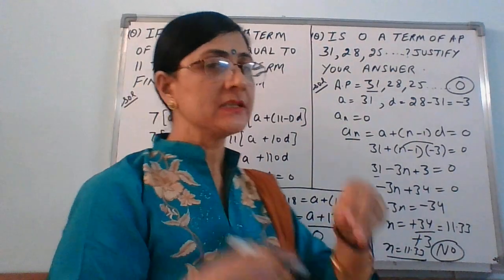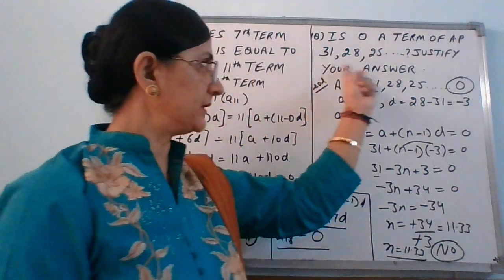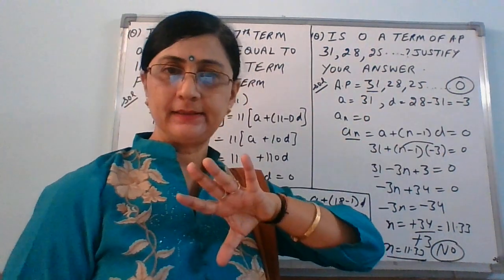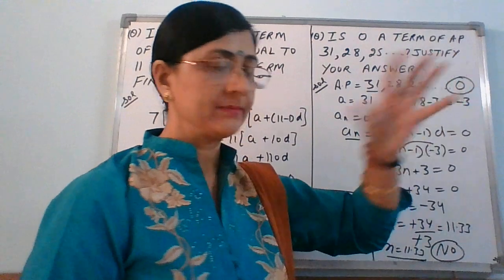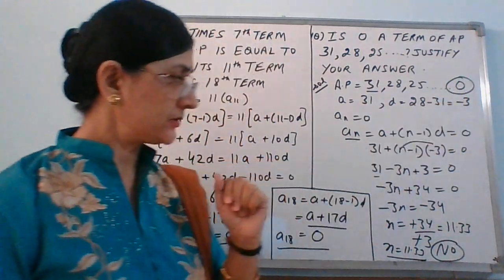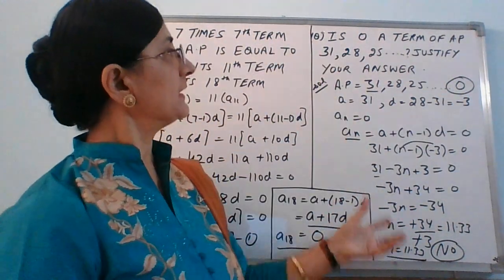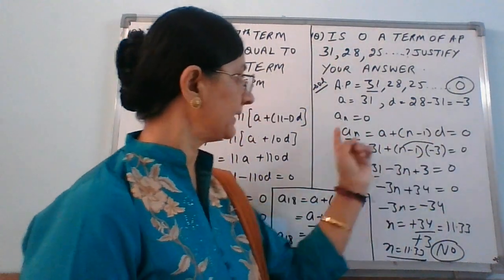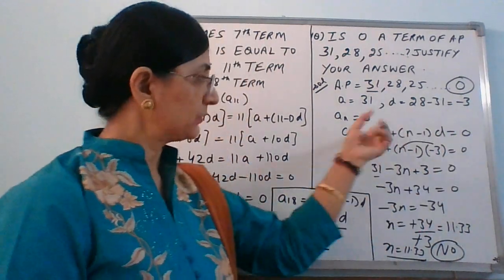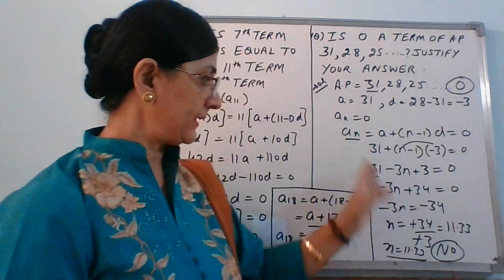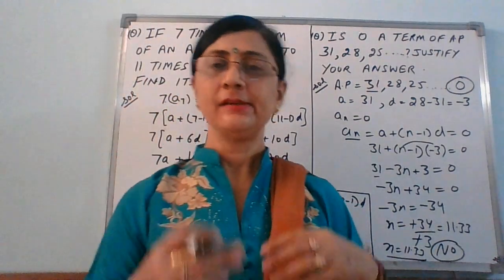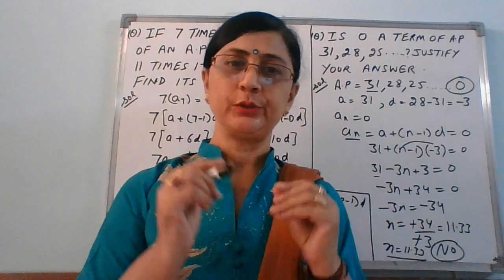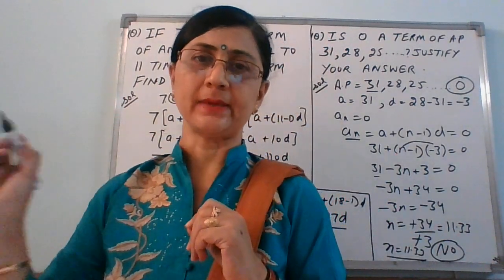Now here we were supposed to check whether 0 is a term of this. We know that a is this, and d we can find out by subtracting the second term minus first term, consecutive terms, so your d comes. Now we can assume, let us assume that 0 is some term, so we put an as 0 and check what n comes. So n comes in fraction, and in fraction and decimal we can't have the terms. So I hope these questions are clear related to the formula an is equal to a plus n minus 1 d.